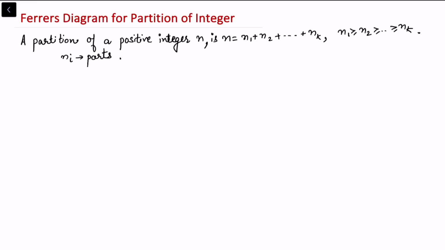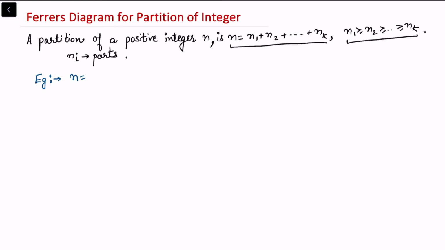A partition of a positive integer n is the representation of n in terms of the positive integers n1, n2 up till nr, whose sum is n. And these parts are written in non-increasing order, and we call these ni's as parts.